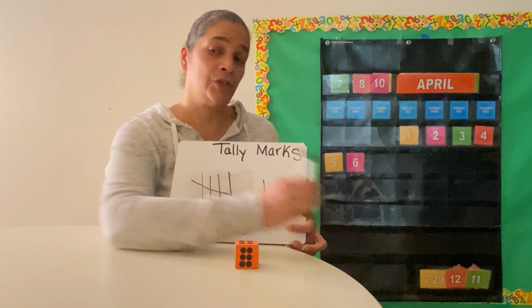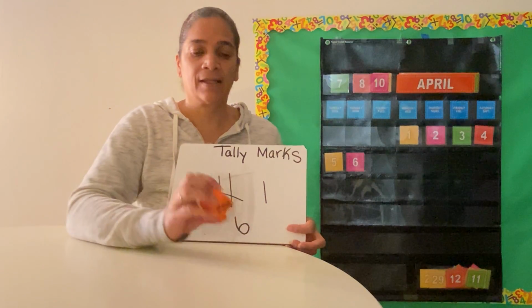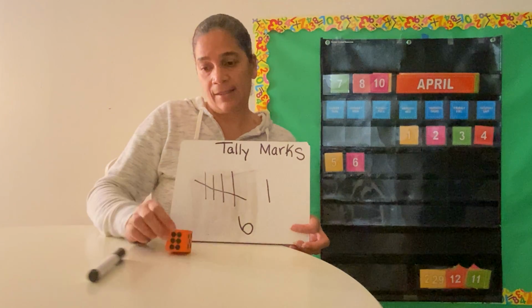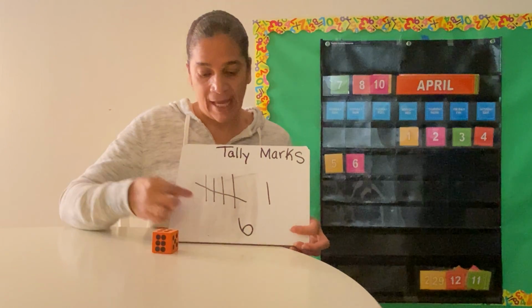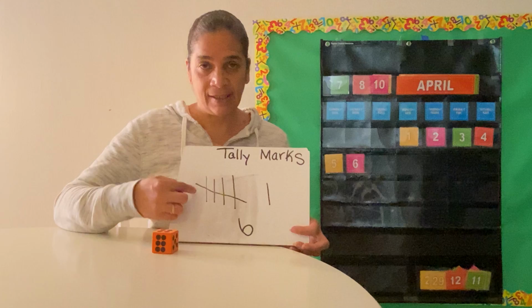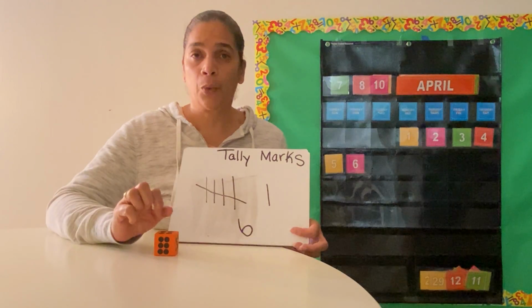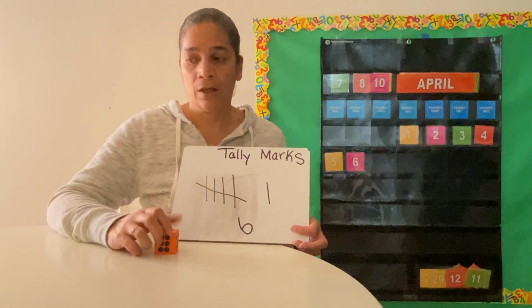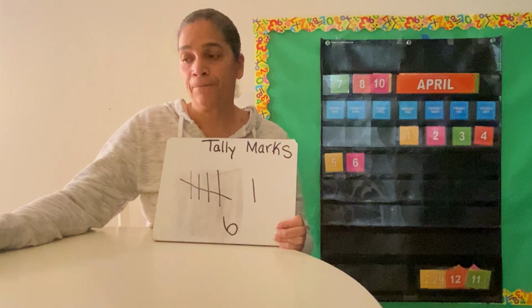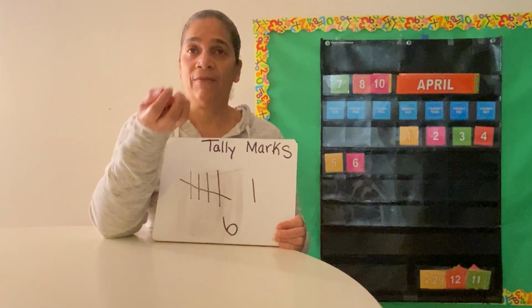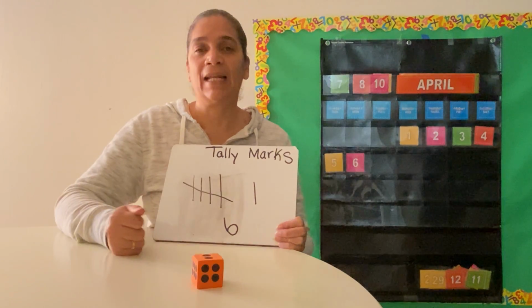Now we have shown 3 ways that we're seeing 6. The dots, 6 tally marks, and the number 6. 3 different ways of showing the number 6. So what I want you to do today is play with, if you have a dice, roll the dice, make some tally marks.